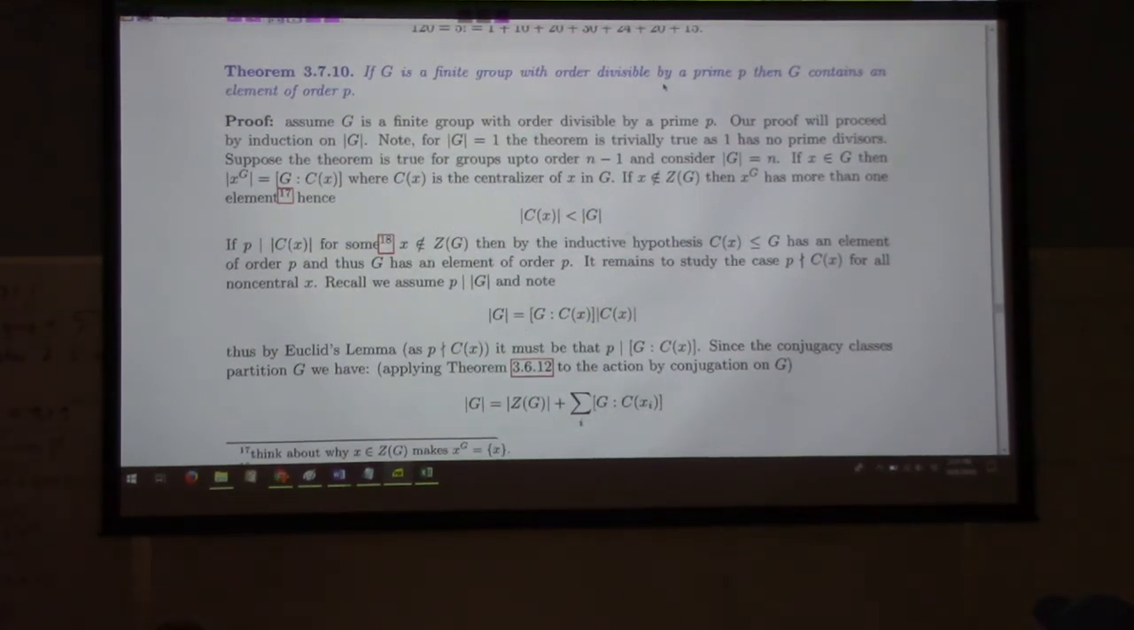So for this to fail, it has to fail for all x, right? So suppose P does not divide the order of the centralizer for all non-central x. And we're still assuming that P divides the order of G. And we still have that, what's this theorem here? The order of G is the index of the centralizer times the order of the centralizer. What's this theorem?